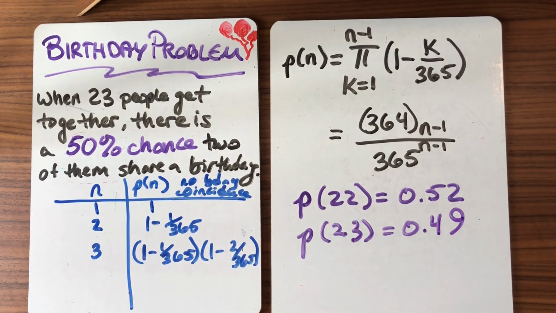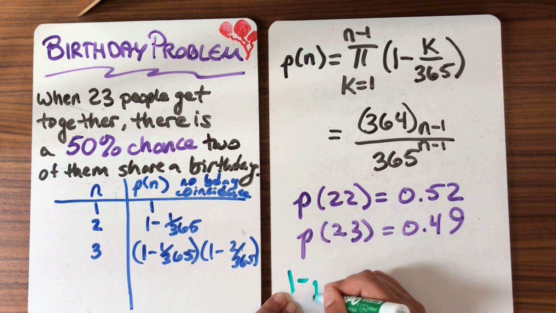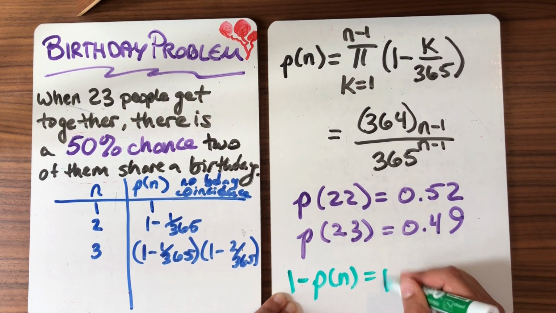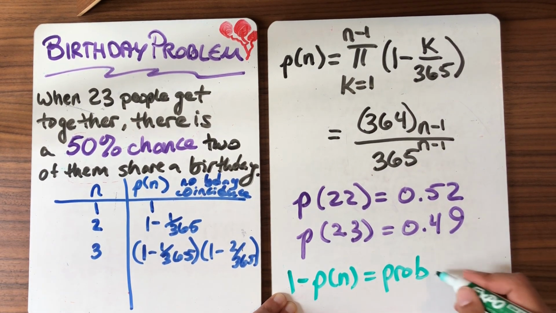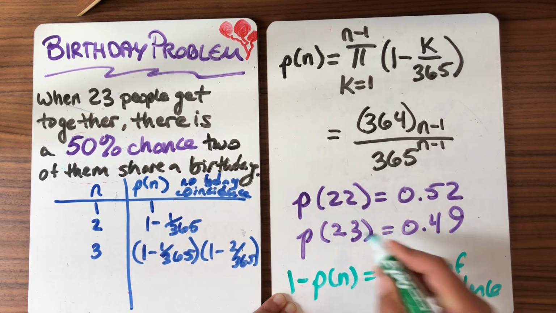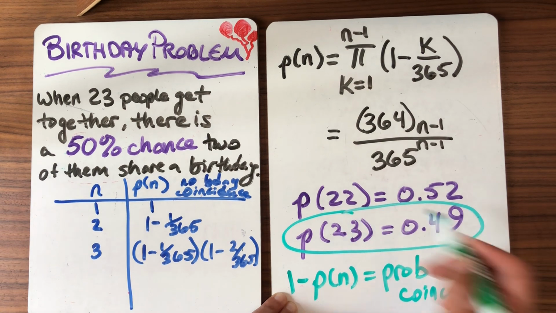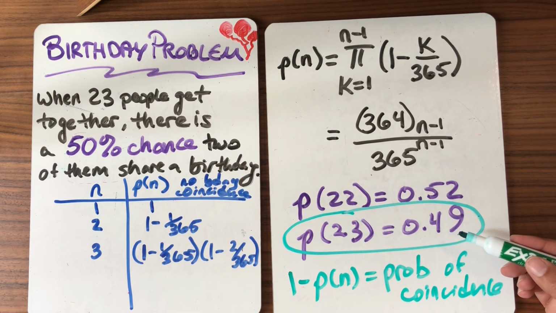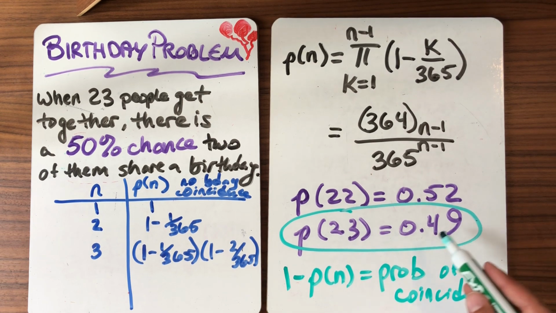And keep in mind, this P of n is the probability that there's no birthday coincidence. So we want to take 1 minus P of n, which is equal to the probability of a coincidence. And so we can see that right here, 1 minus something less than half is going to be more than half. So once we have 23 people in a room, there's a better than half chance that 2 of them are going to have the same birthday.